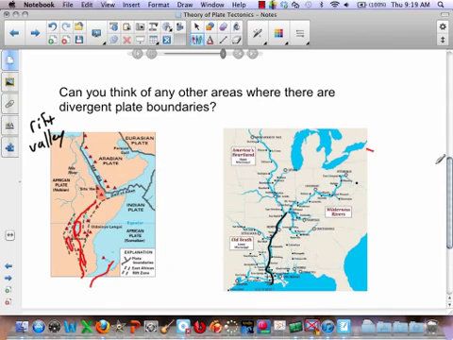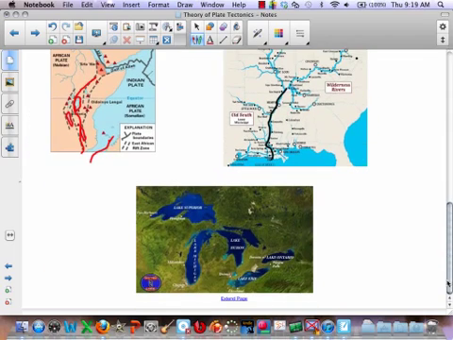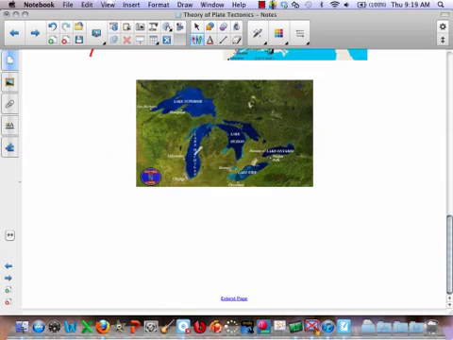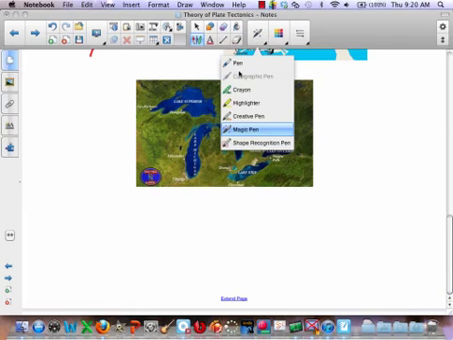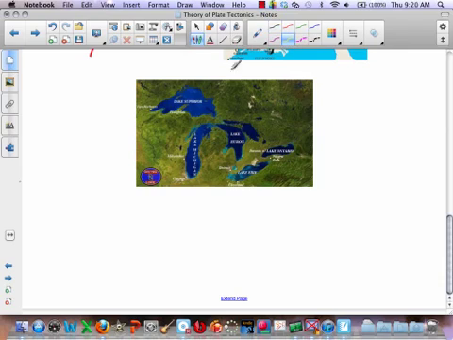Another one, now a lot of us should be concerned with, are the Great Lakes. So remember we talked about the East African Rift and how you had this chain of lakes that form anytime you have a divergent plate boundary? We just talked about that. So what we look at with the Great Lakes, we have the same situation.